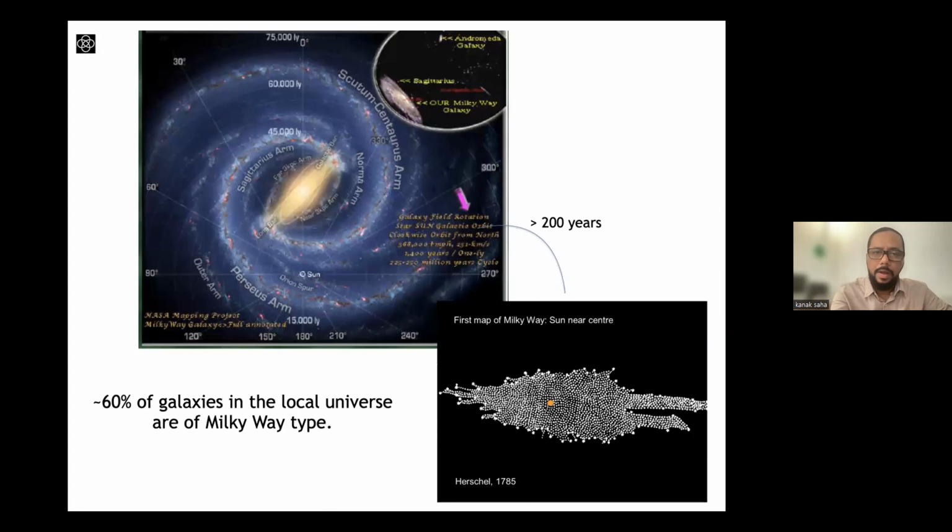As you know, this is a pretty picture of the Milky Way. It's an artistic impression, and you must have seen it a thousand times. The Milky Way is a very good example of a barred galaxy, and it hosts a bar at the center. We, the Sun, are about 8.5 kiloparsec from the center of the Milky Way. This picture was not what we saw in the past; a lot of effort has gone into constructing this realistic picture. As you can see, the first map of the Milky Way, nearly Sun-centric, was made by William Herschel in 1785. The Milky Way is not exceptional; more than two-thirds of the galaxies in the local universe are of Milky Way type, which means they host a bar.